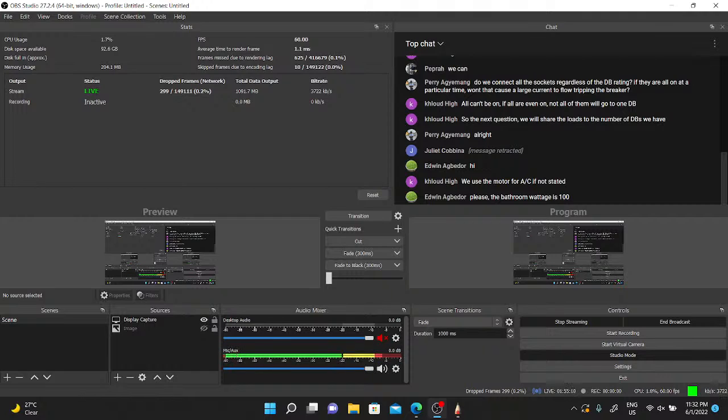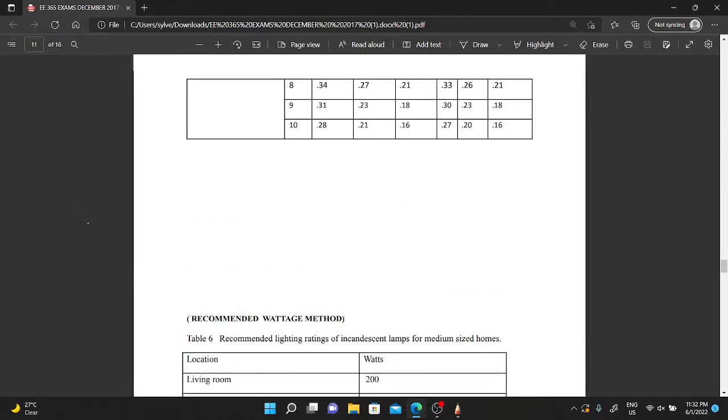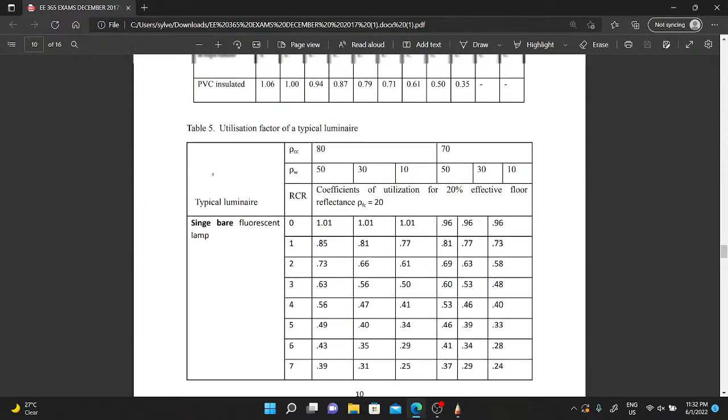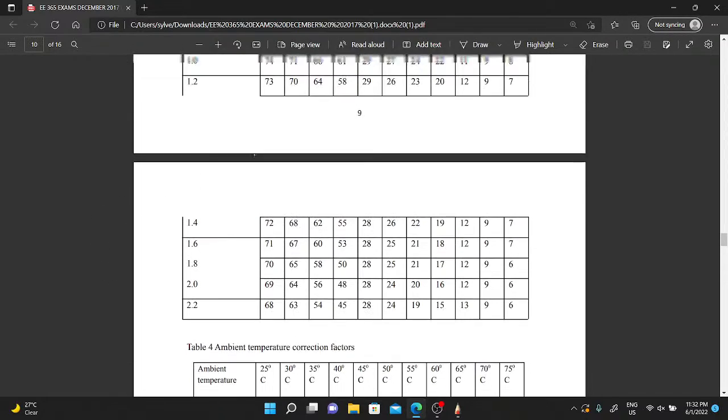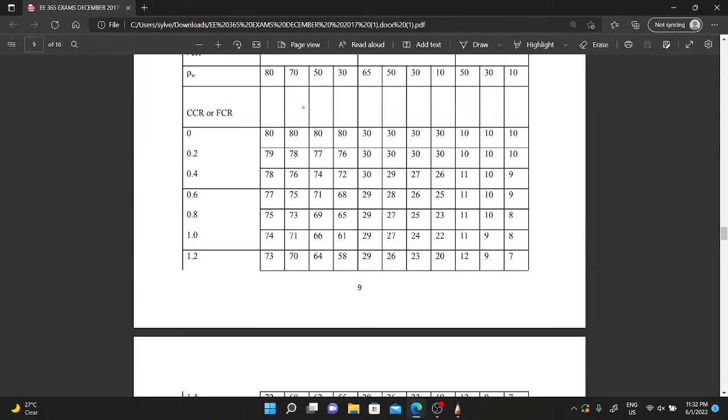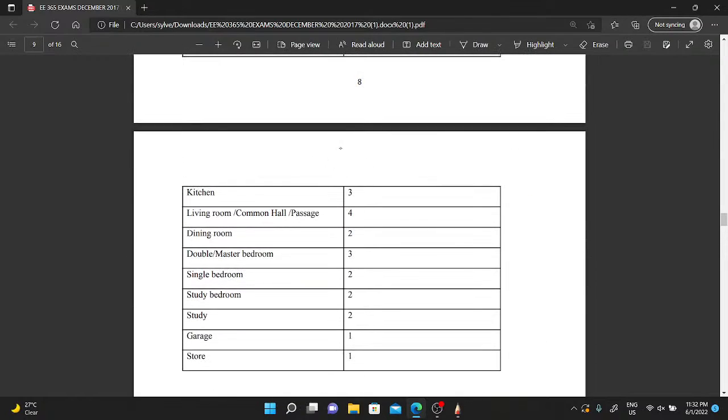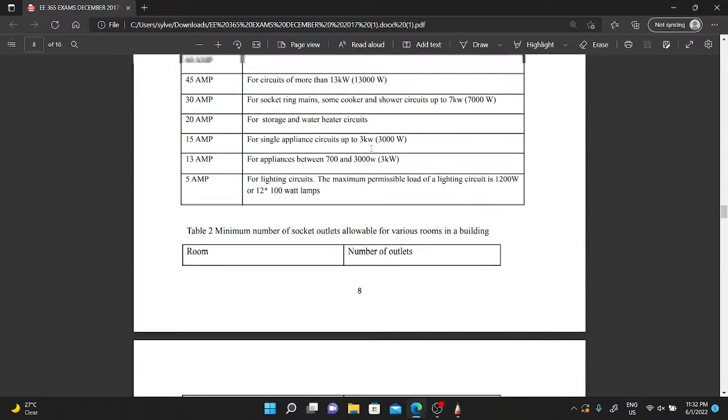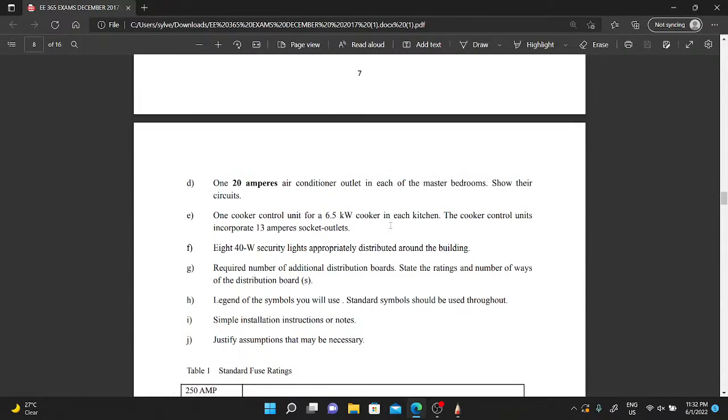One last thing is we are supposed to add a legend. A legend is just a table of your symbols and what they mean. So provide a legend. As we're doing this, we're providing simple instructions. We're also writing our assumptions, which we've done already. So we have to provide a legend.